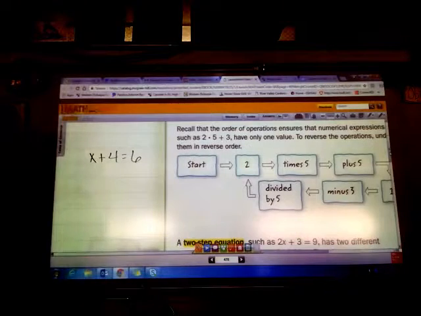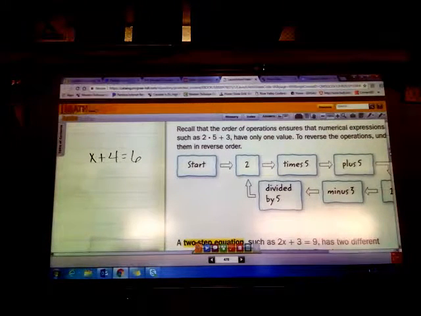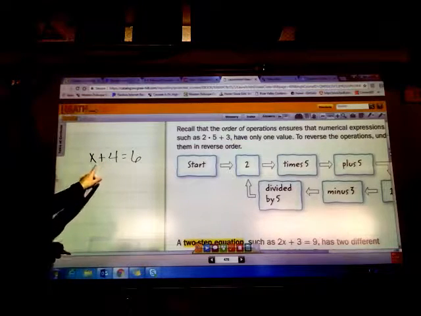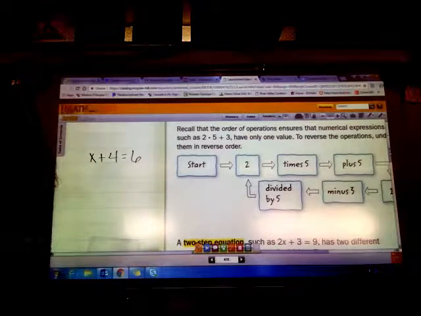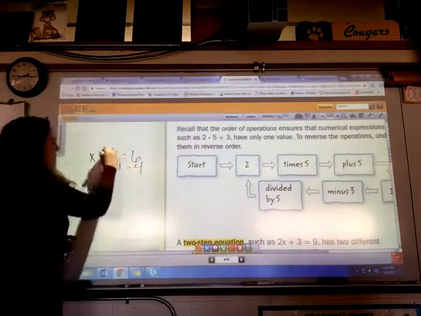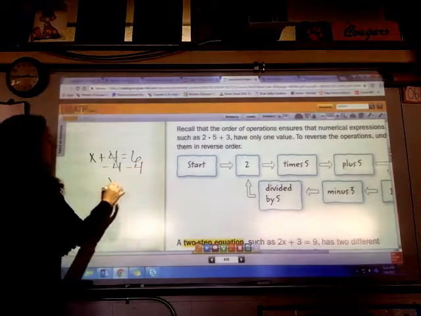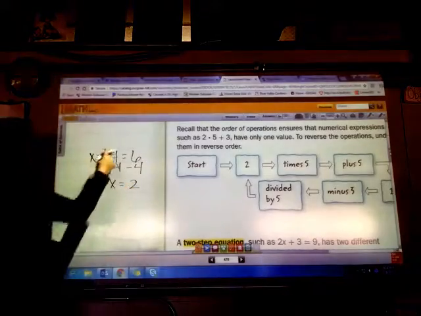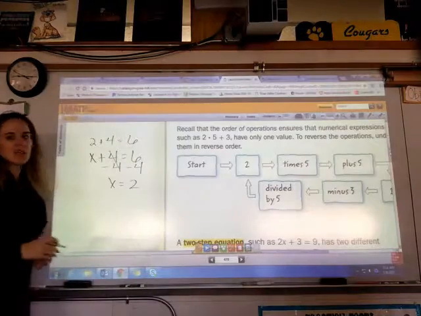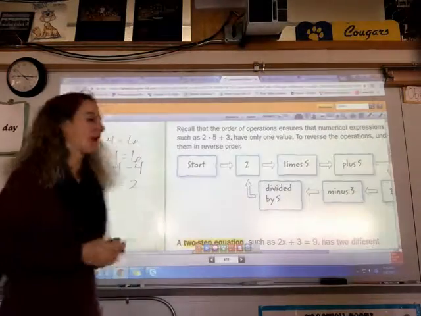Okay, this is a basic one-step equation. Remember, the first thing that you're going to do is find your variable. What's being done with your variable? 4 is being added to your variable. So the opposite of adding 4 would be to subtract 4. So we're going to subtract 4 on both sides. We're going to cancel out our 4's. So x is going to equal 2. Now I can go back and check it. 2 plus 4 does equal 6. Okay, and so I know that one is correct.